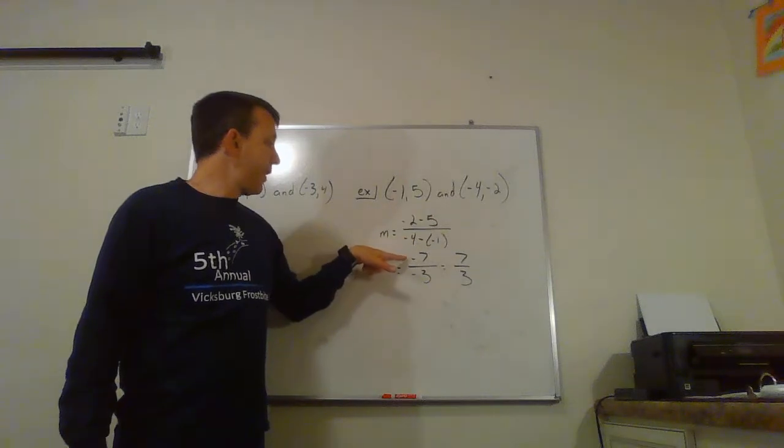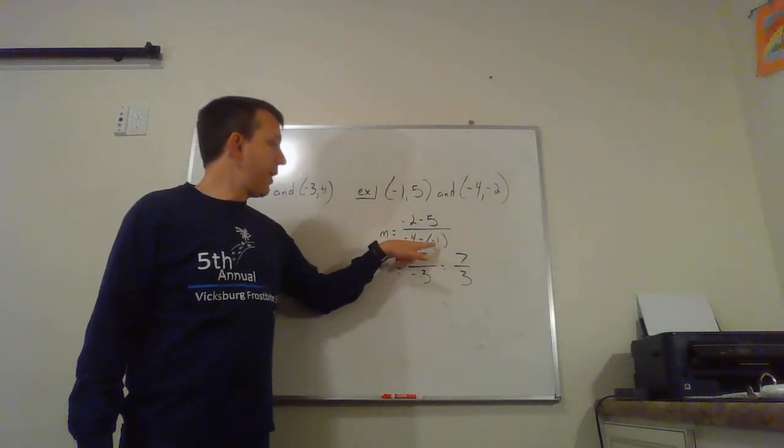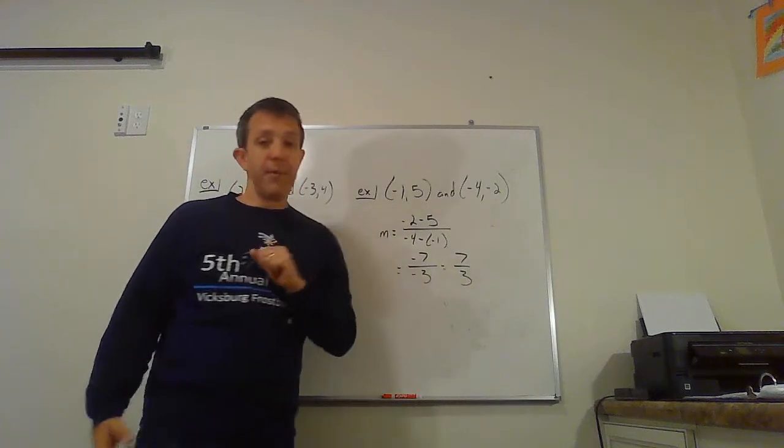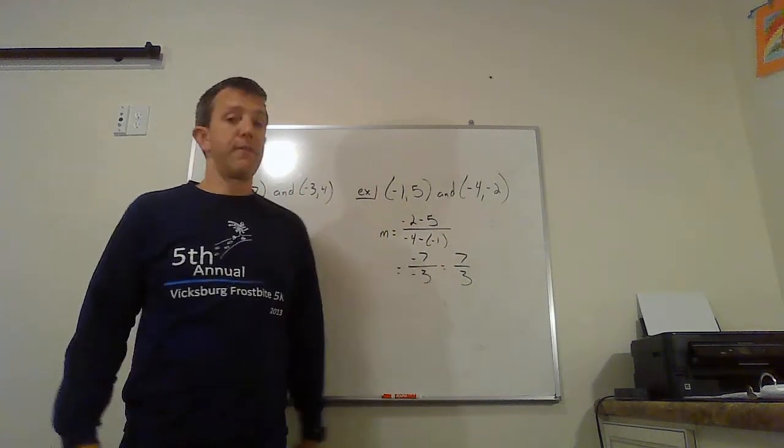So -2 minus 5 is a -7. -4 minus -1, that's like adding 1, so I get -3. And then, of course, a negative divided by a negative gives me a positive, so I get a +7/3.